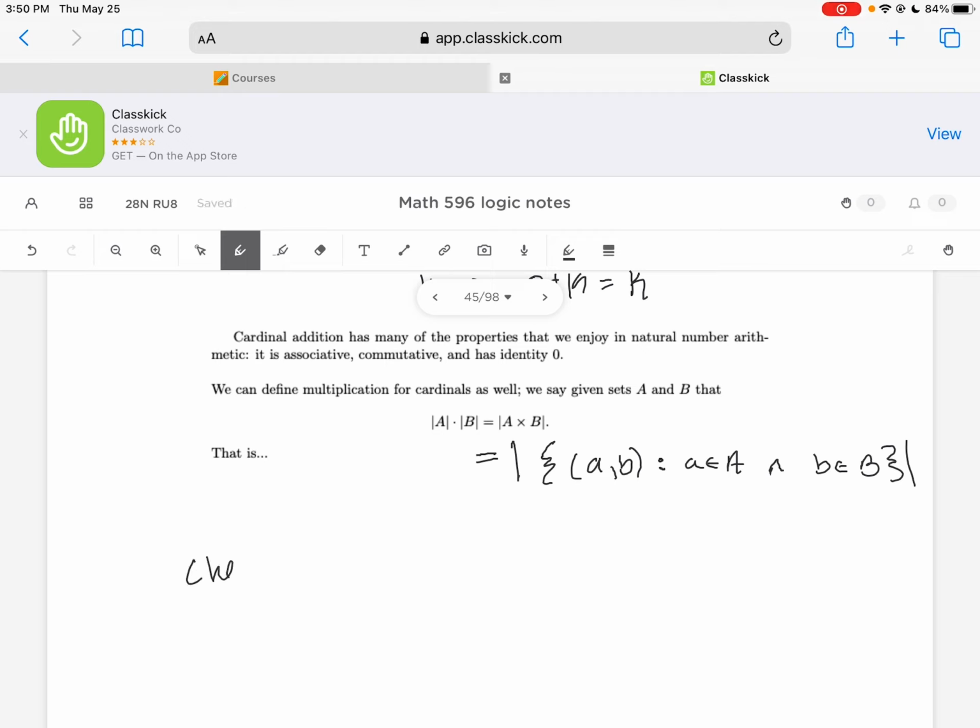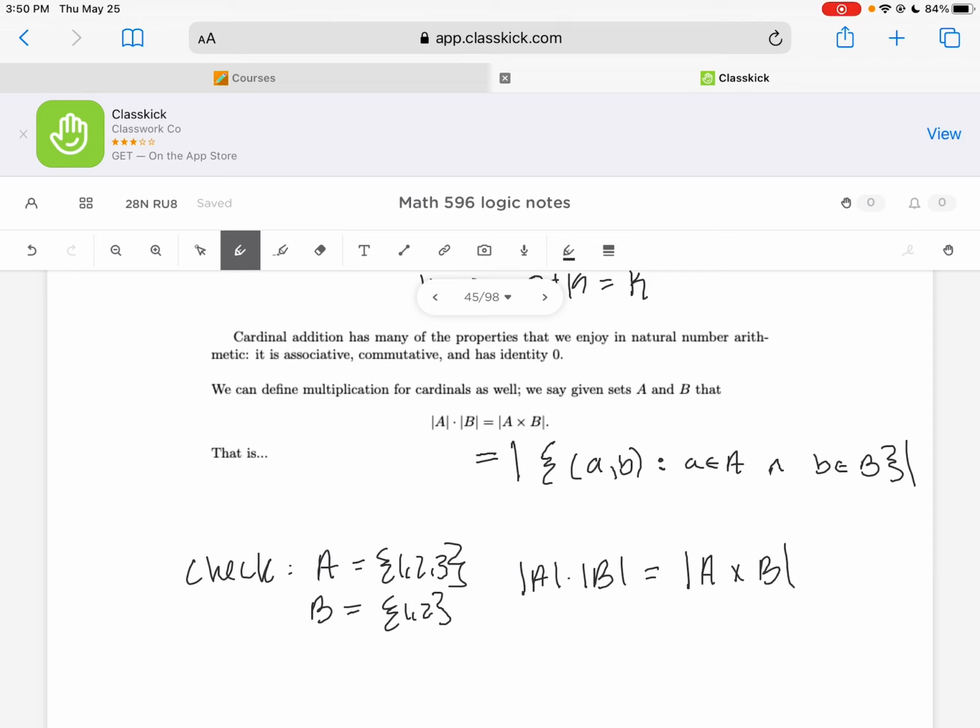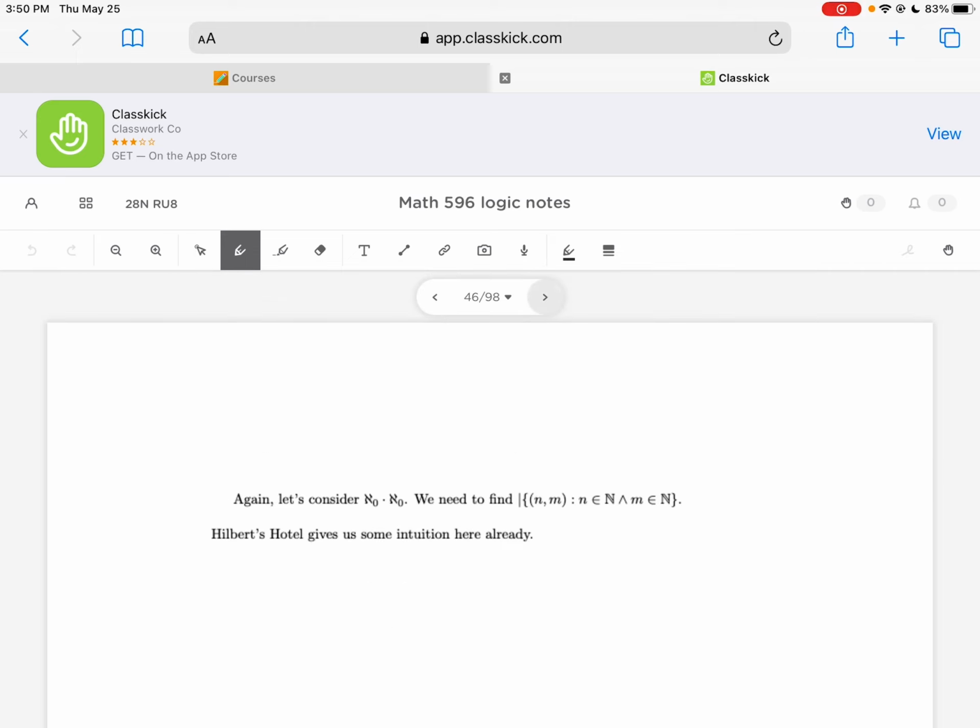So you can check pretty easily that when A is equal to the set containing 1, 2, and 3, and B is equal to the set containing 1, 2, the cardinality of A times the cardinality of B, 3 times 2, is actually going to give you the same cardinality as A cross B, the Cartesian product of those two sets. But what about for infinite cardinals? So again, if we wanted to try and compute aleph naught times aleph naught, we need to find the cardinality of this Cartesian product. So this right here is N cross N.